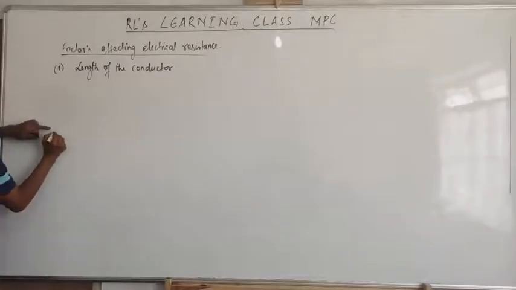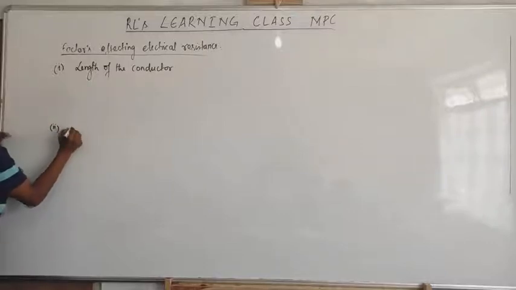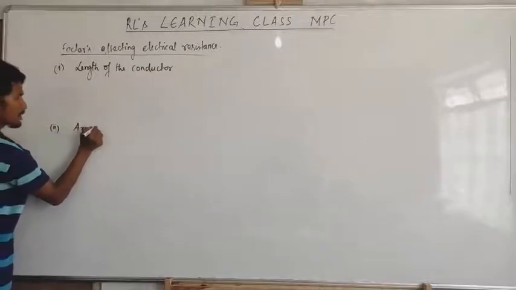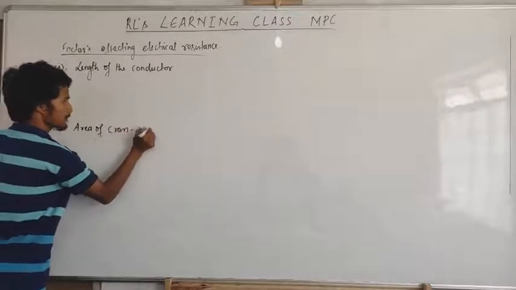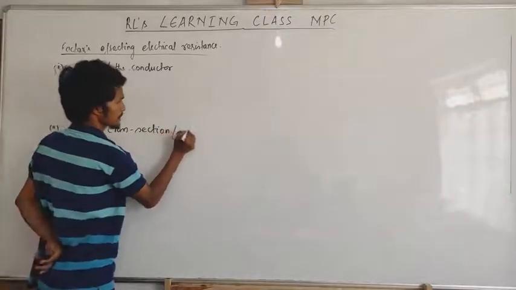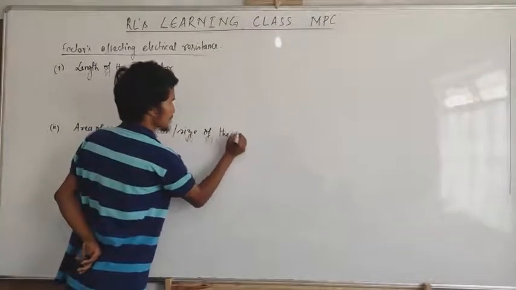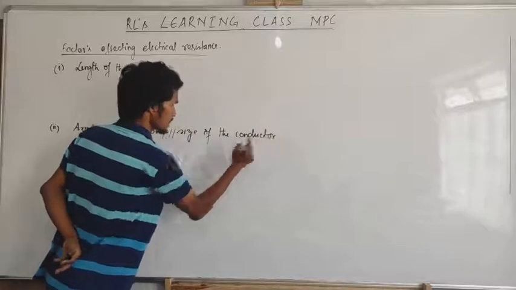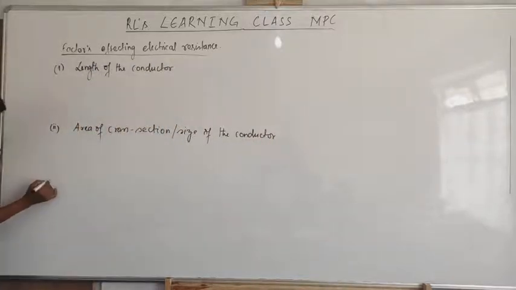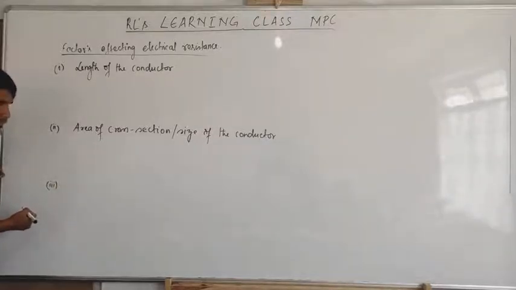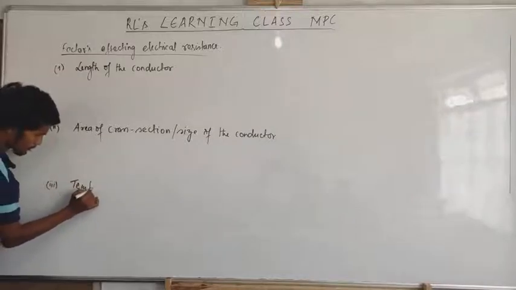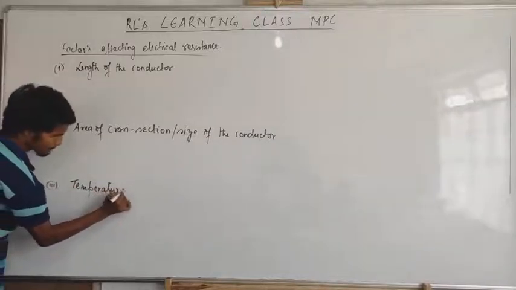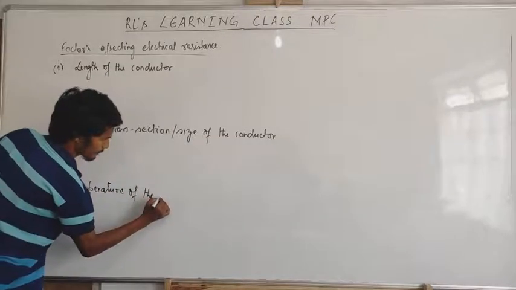Number two, area of cross section, or size of the conductor. Write here number 1, 2, and here number 3. Length of conductor, area of cross section or size of conductor, and then one more. What else? Temperature of the conductor and surrounding.